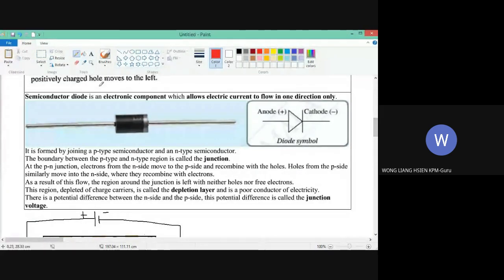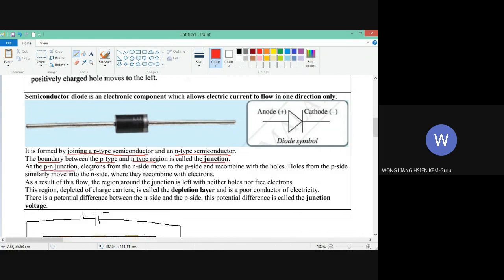So we look at here. A semiconductor diode is an electronic component which allows electric current to flow in one direction only. It is formed by joining a p-type semiconductor and an n-type semiconductor. The boundary between the p-type and n-type region is called the junction.